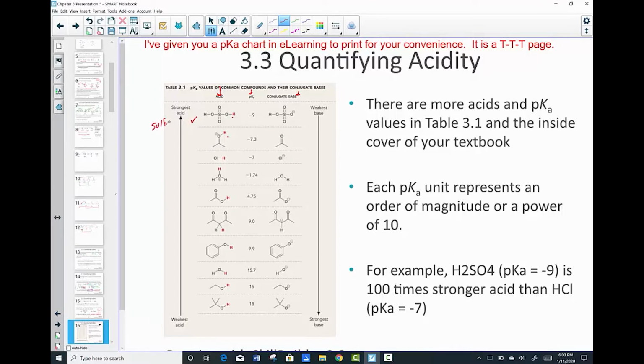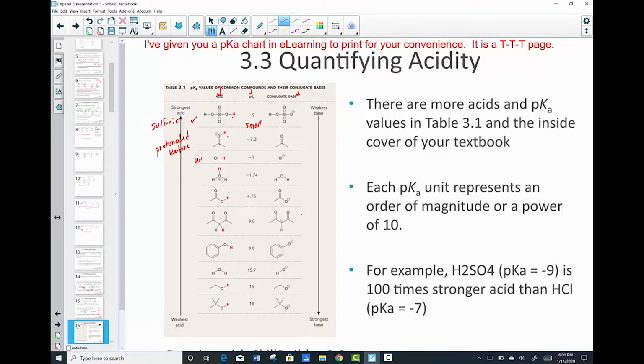Notice that the very strongest acid listed here is sulfuric acid, H2SO4. It has a value of -9. Well, that's a very small number, indicating that it's a very strong acid. So a strong acid has small pKa values. As you progress down, here we have a protonated ketone. You see this carbonyl carbon, C double bond O, with an extra proton, making the formal charge on oxygen a +1. It has a value of -7.3.